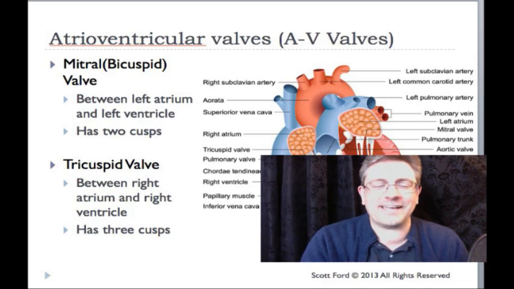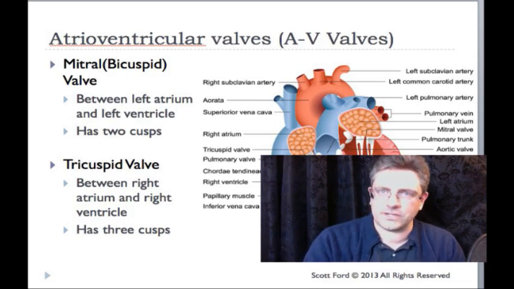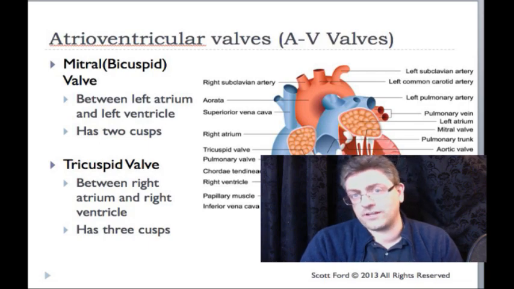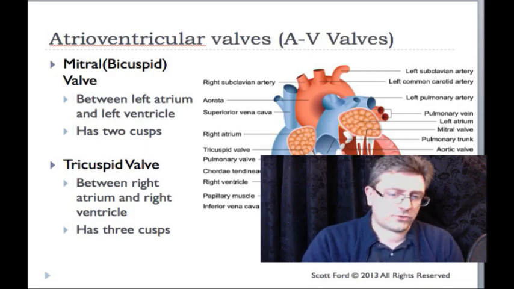The mitral or bicuspid valve is found between the left atrium and the left ventricle, and this has 2 cusps. And yes, if you're in an anatomy class, like any other anatomy class I've ever seen, you need to know the names of these. The tricuspid valve has 3 cusps and is found between the right atrium and right ventricle.